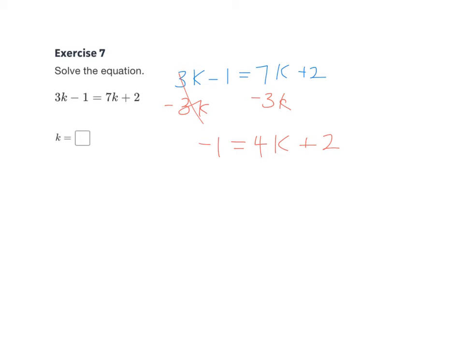And now we can go back to our two-step equations. I'm going to circle the term with the k. How do I get rid of this positive 2? I'm going to minus 2 from both sides. That gives me negative 3 is equal to 4k. Now we're going to do the inverse to get k by itself. So what's the inverse of multiplying by 4? The inverse of multiplying by 4 is dividing by 4. So we get k is equal to negative 3/4.